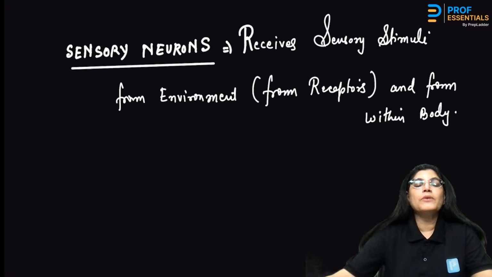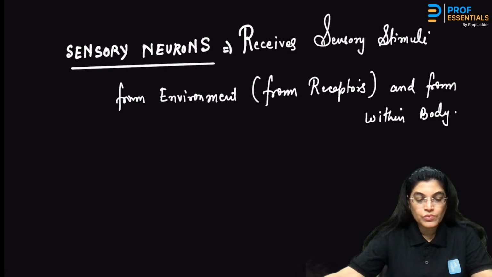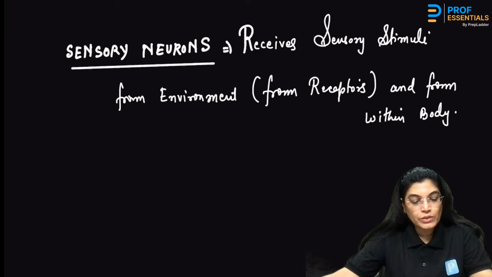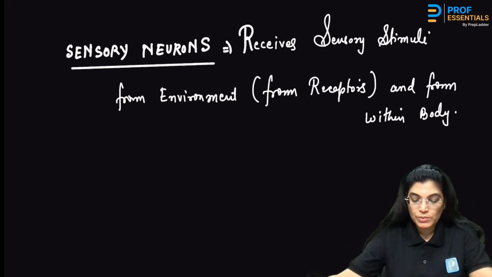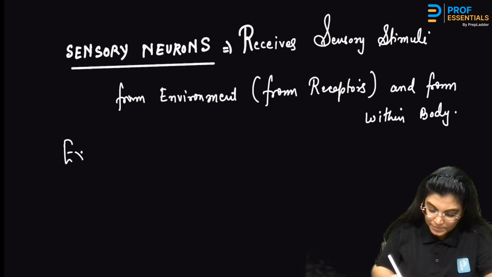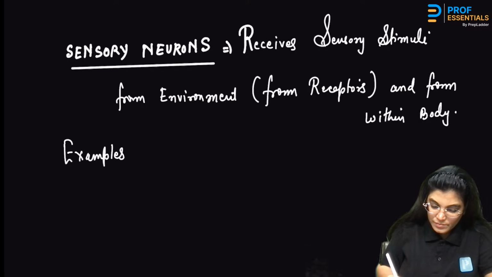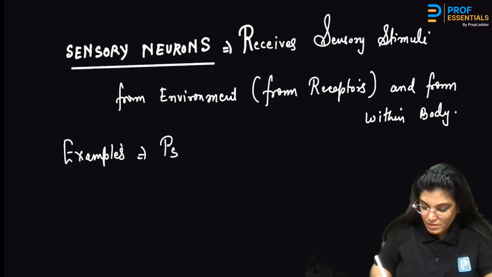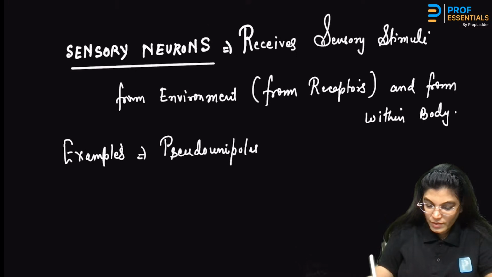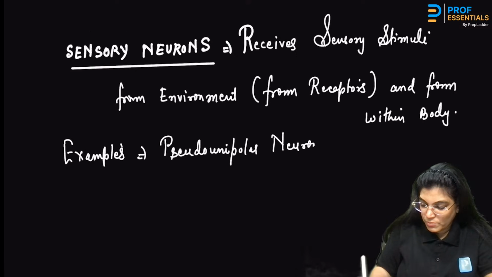Okay, this will be sensory. And what are the important varieties of sensory neurons? We will have pseudo-unipolar neurons and bipolar neurons as examples of sensory neurons.